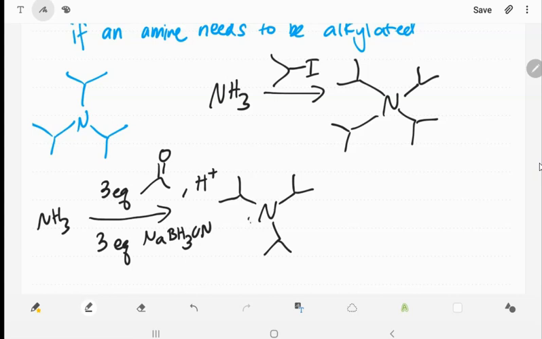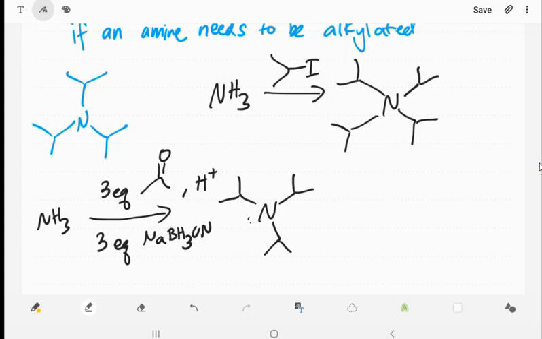So if we only wanted to put 2 of them on, we could just use 2 equivalents instead. So this is a much more controlled reaction. And because of the fact that the NaBH3CN doesn't mess with your ketone, you can do this all at once. Throw it all in there. If you're using hydrogen gas, you're going to have to do them step by step. You would have to do 3 individual steps.